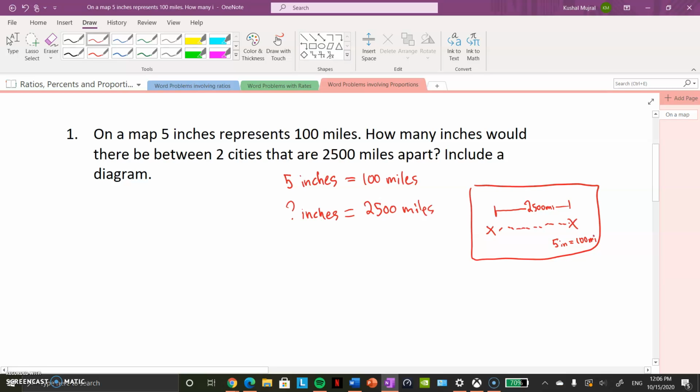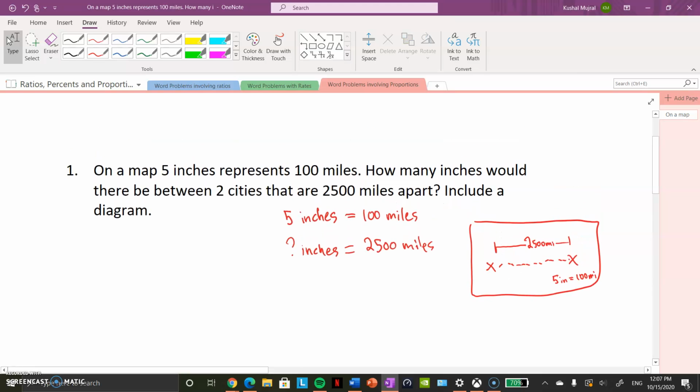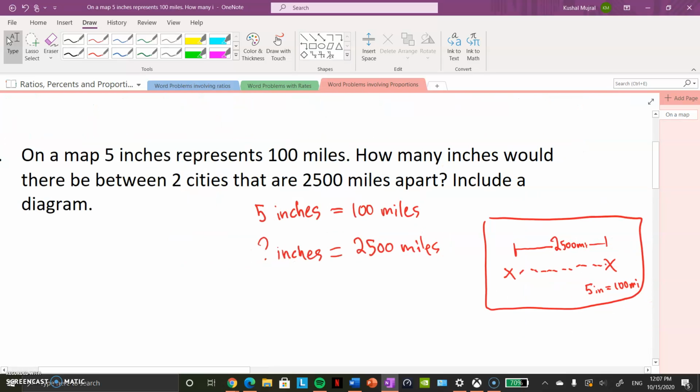Okay. So let's take a look at this. So how does 100 become 2,500? Oops, let me fix that. Just go a bit closer here. So how does 5 inches become 100 miles? I mean, not 5 inches, sorry. How does 100 miles become 2,500? We would multiply it by 25, right? So how does 5 inches become whatever we're looking for? We're going to multiply this by 25. Whatever you do to one side, you're going to do to the other, right?